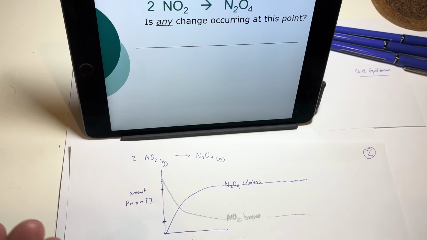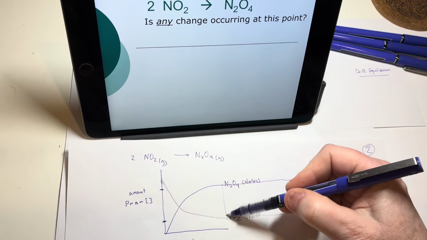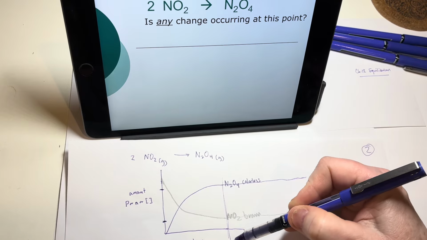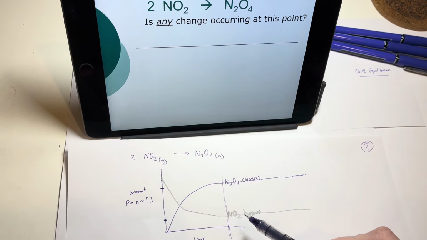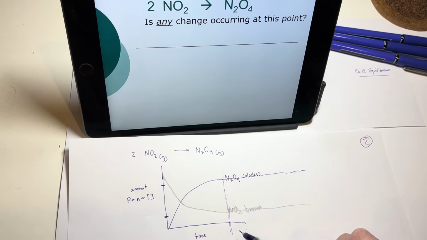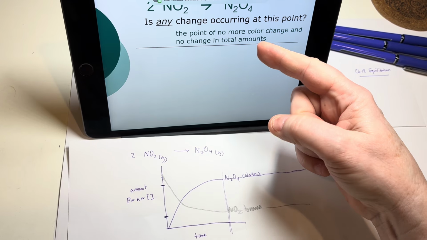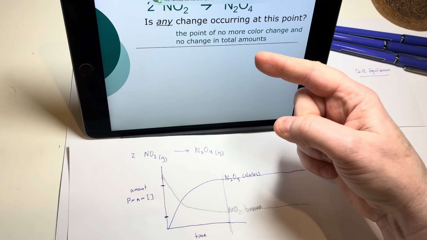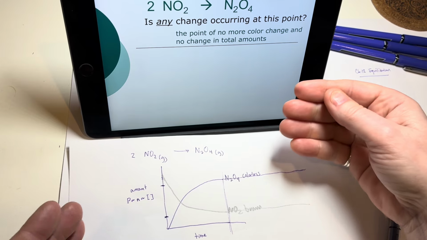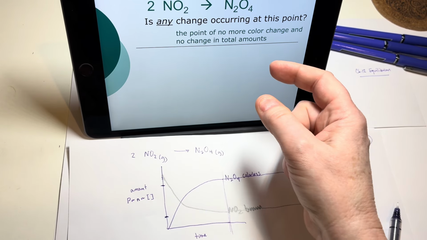So is there any change? Maybe this starts leveling off right about this point in time. Is there any change occurring at that point? I mean, there's no change in the amounts of reactants and products because we have no more color change. So there's no change in the total amounts of things. But is there any change occurring?